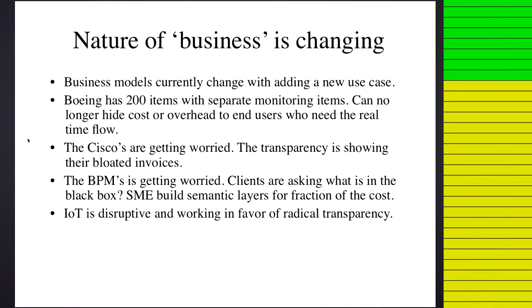And the fourth changing nature is the nature of business. Business models: anybody who's working in this field at the moment realizes that every use case brings a new business model. Boeing has 200 items in the last plane that has a self-monitoring mechanism. And this means that if I am delivering that service to Boeing, they can no longer hide any cost or overhead in any of this. It means that they always have to be in a real-time flow. Everybody's getting worried because it's about radical transparency. So it's doable. We have a new dawn because we will be the new open third-party trust provider.